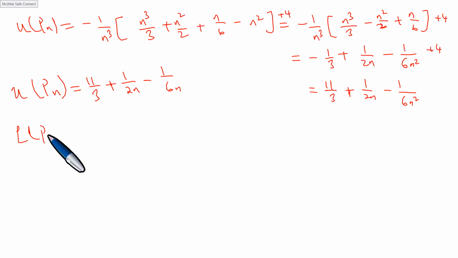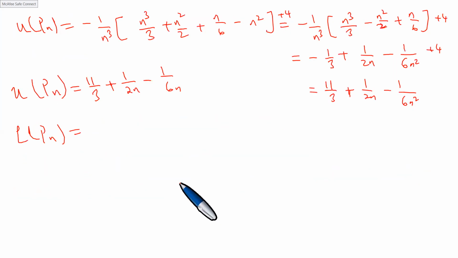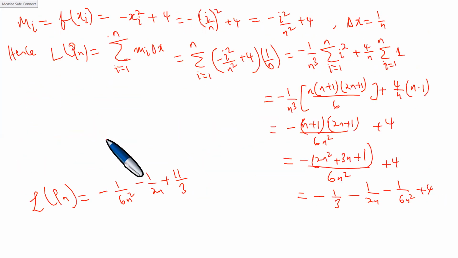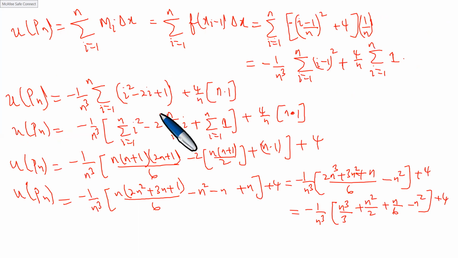Right, let's look at LPN. We put it from the other side. It's 11 out of 3. If you like, you can start by writing the 11 out of 3 right here, easy to compare. Minus 1 over 2n, minus 1 over 6n squared.